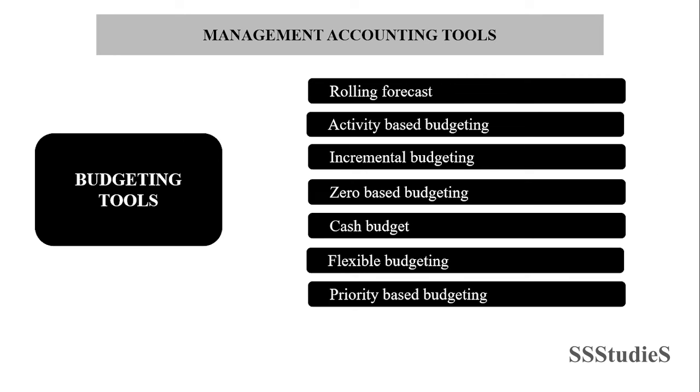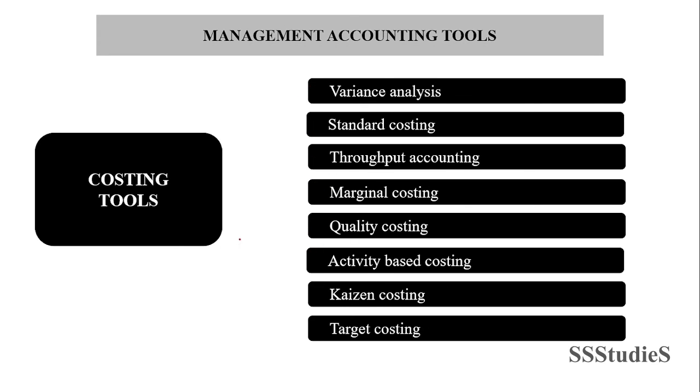So we have budgeting tools. Now the budgeting tools include rolling forecast, activity based budgeting, incremental budgeting, zero based budgeting, cash budget, flexible budgeting, priority based budgeting. The other set of management accounting tools are costing tools. Now, the costing tools are variance analysis, standard costing, throughput accounting, marginal accounting, quality costing, activity based costing, Kaizen costing, and target costing.